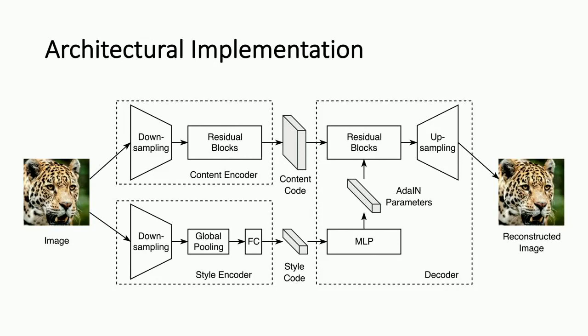So here is the detailed network architecture of our model. The content code is a 2D feature map, so it can better represent the content structure. And the style code is a one-dimensional feature vector, so it captures the global style information. As introduced earlier, our model uses a multi-layer perceptron to generate AdaIN parameters after each convolutional layer of these several residual blocks. Then the output features are upsampled by several upconvolution layers to get the output image.